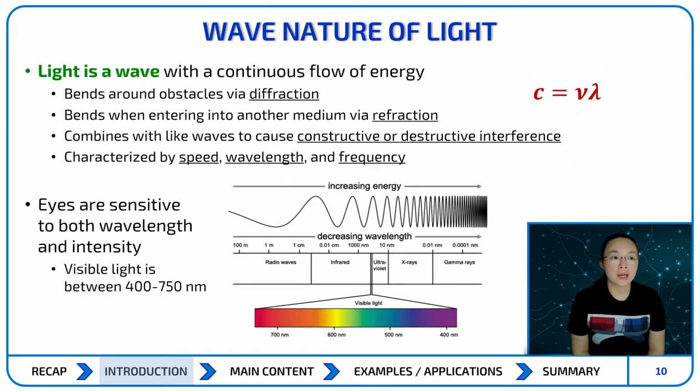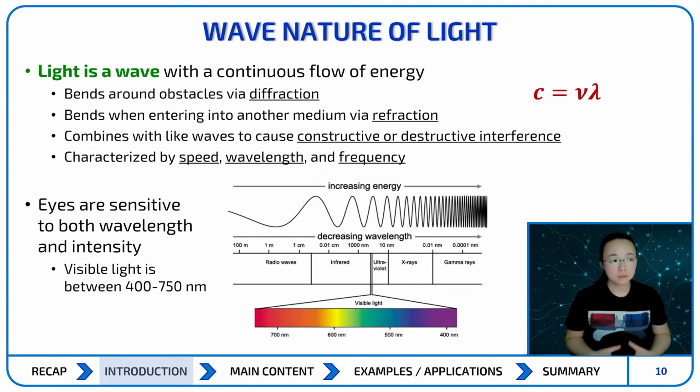So first of all, we're going to tackle the wave nature of light. Light is basically a wave with a continuous flow of energy. It bends around obstacles through diffraction. And also, another very important aspect is that if it does enter into another medium, it refracts.